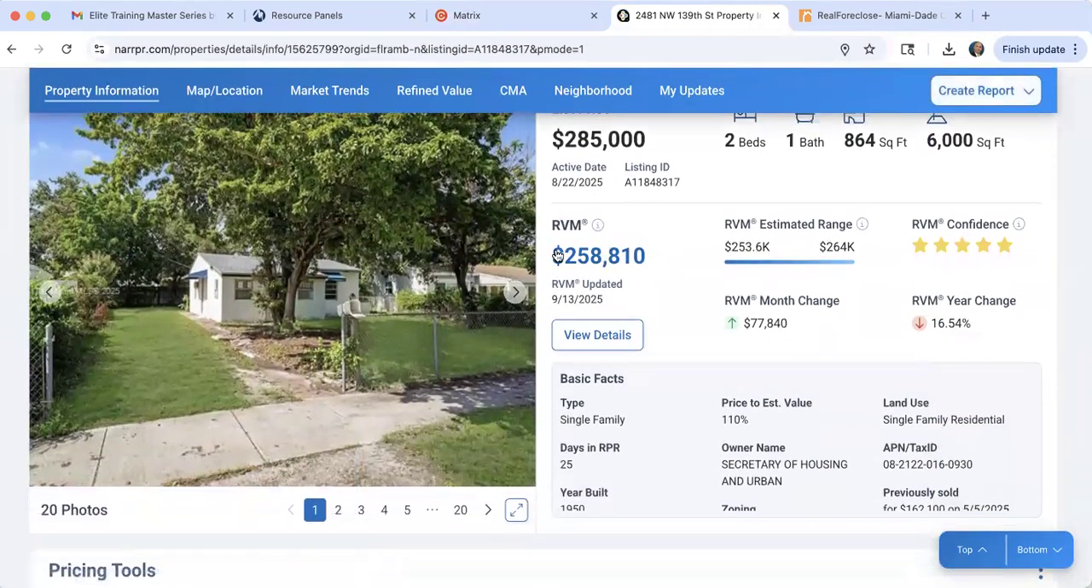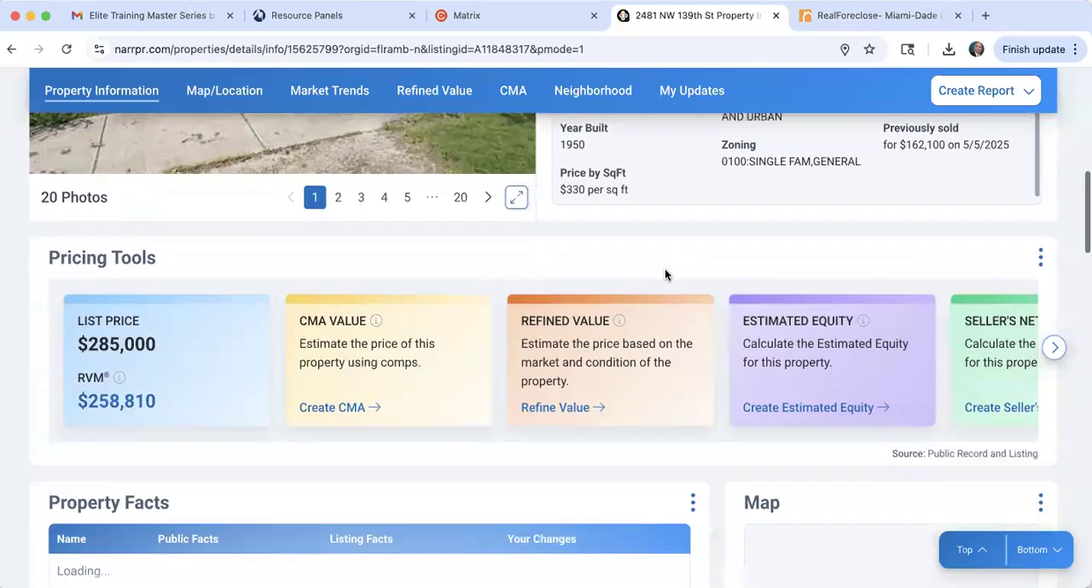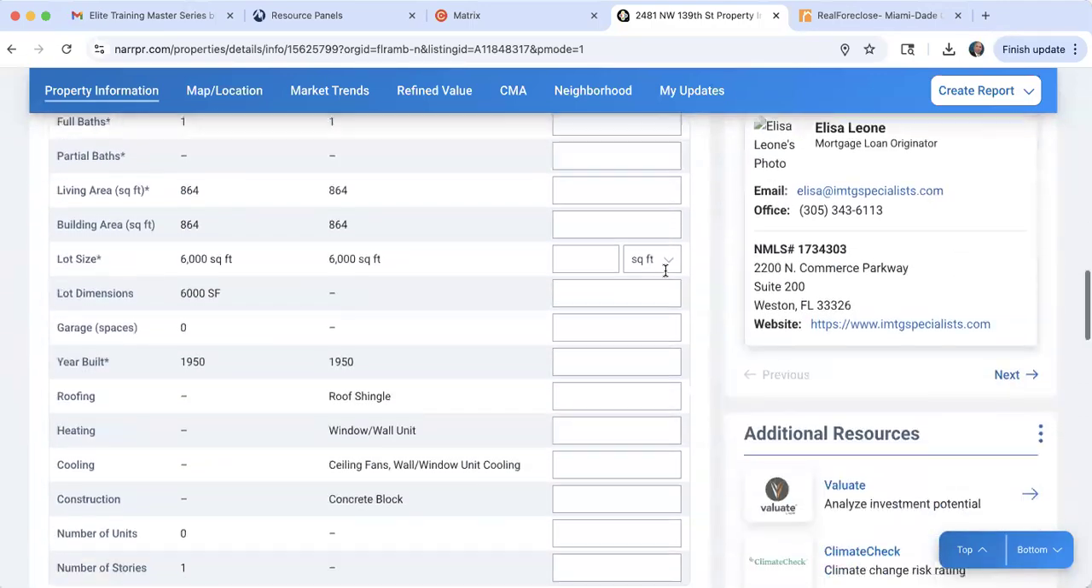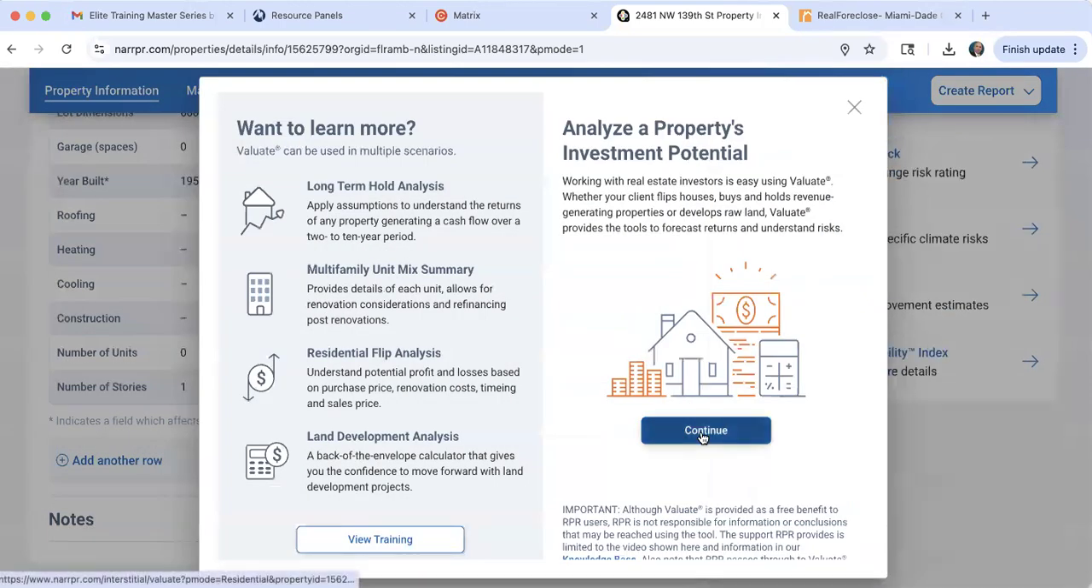All right, so as you can see, the RVM or the estimated value on the property is 258. We're going to offer just a little bit lower than that. We're going to come over here and look for evaluate, click on it, and click on continue. Now let's learn how to evaluate the property.